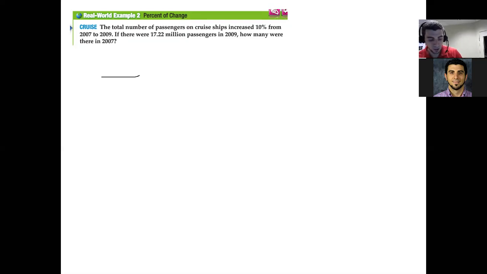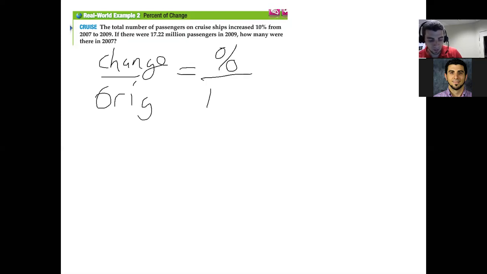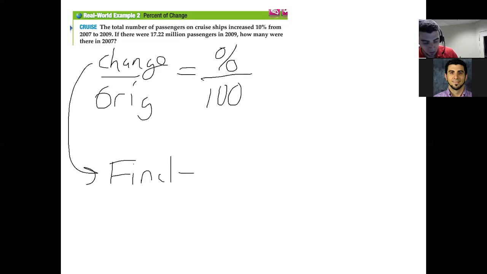So in the proportion, it's the change over the original equals the percent over 100. Okay, so the only thing that's always the same is the denominator of the percent fraction is always going to be 100. In the different problems, the other numbers always change. Now, how do you get the change? It's the final minus the original. Okay, so we can use all that information to solve this problem. Okay, so let's check it out.